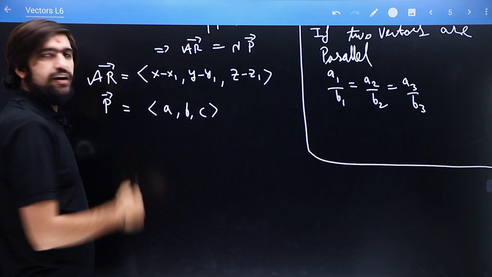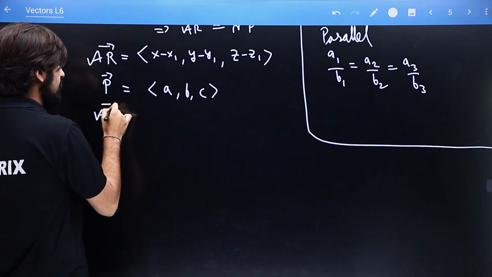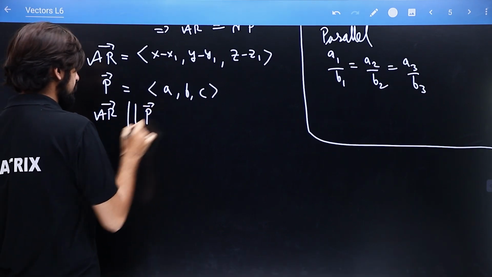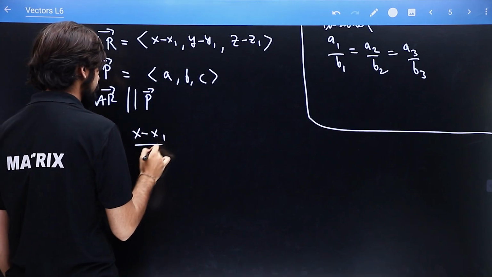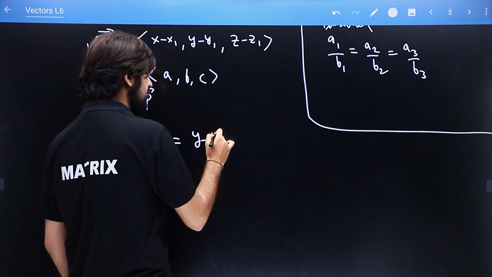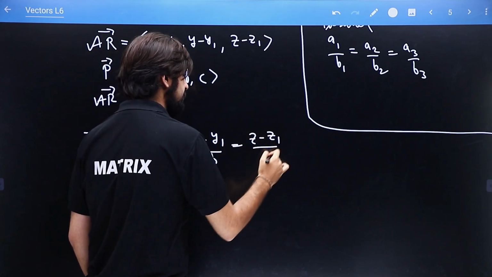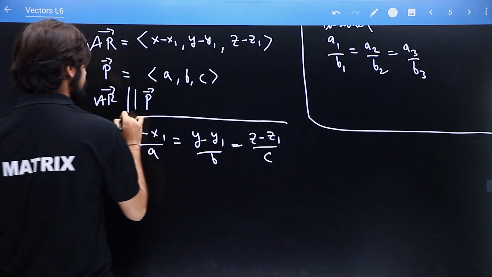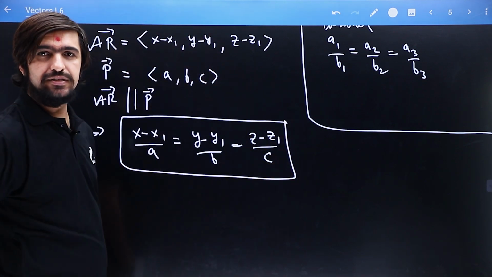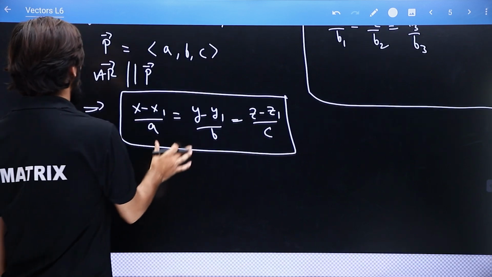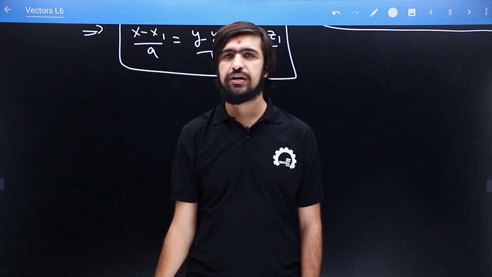So vector AR and vector p are parallel. Then what can you write? That means we can write the ratio (x minus x1) divided by A is equal to (y minus y1) divided by B is equal to (z minus z1) divided by C. So this will be your equation of the line in symmetric form, or you can say in Cartesian form. Okay, we are not going to use the Cartesian word because there are two Cartesian forms.